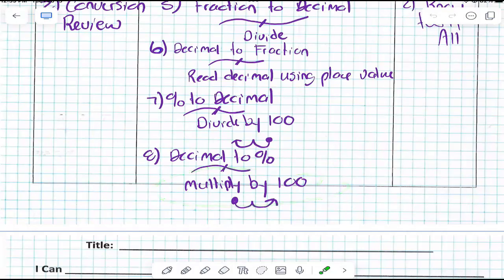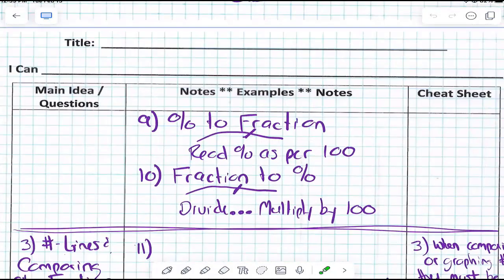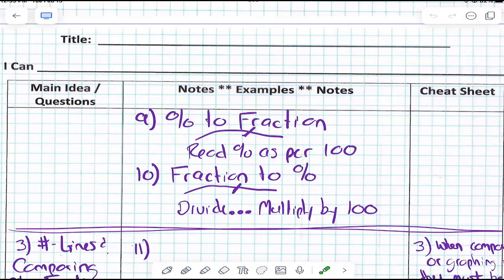How do you go from a decimal to a percent? Multiply by 100. By the way, when you multiply by a power of 10, we can do bunny hops, right? Which way do you bunny hop when you're multiplying? Right. Which way do you bunny hop when you're dividing by a power of 10? Left. How do you go from a percent to a fraction? You read the percent sign as per 100.